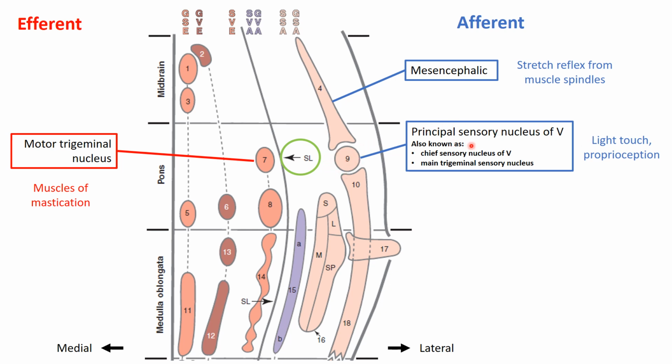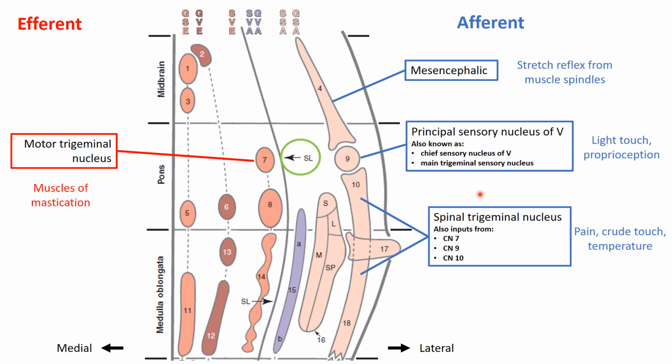Now, it's also known as chief sensory nucleus of 5 and the main trigeminal sensory nucleus. So unfortunately, everything in neuroscience has 3 names, and so you just have to memorize that. So now we need information from the face on pain, crude touch, and temperature. And instead of the spinothalamic tract, we have the spinal trigeminal nucleus. And don't be confused by the word trigeminal in spinal trigeminal nucleus, because it's not just for cranial nerve 5, it also gets inputs from 7, 9, and 10.